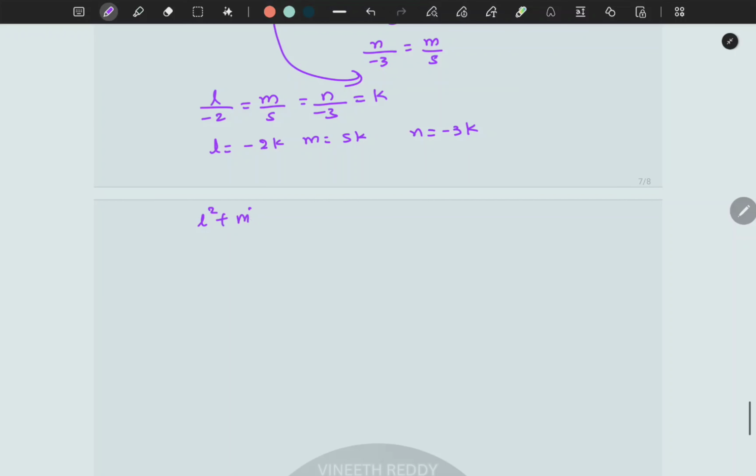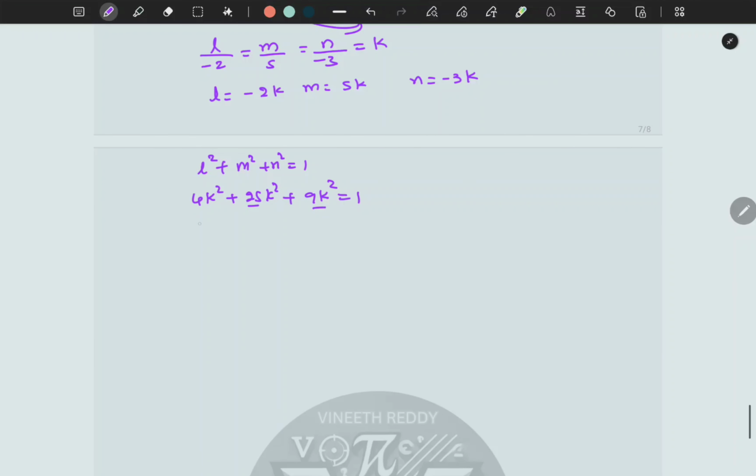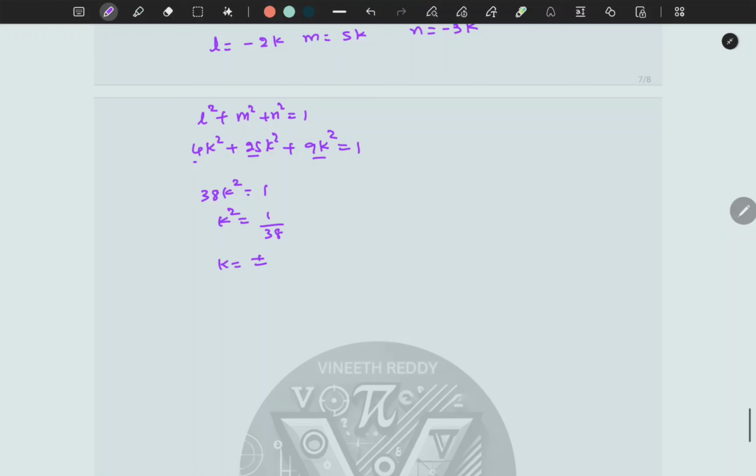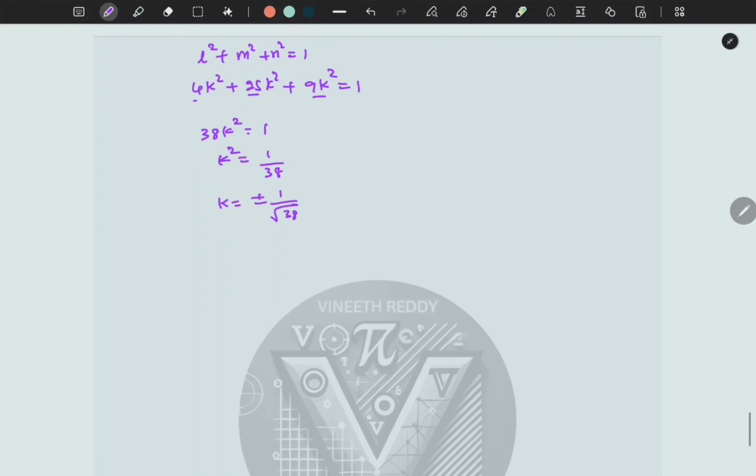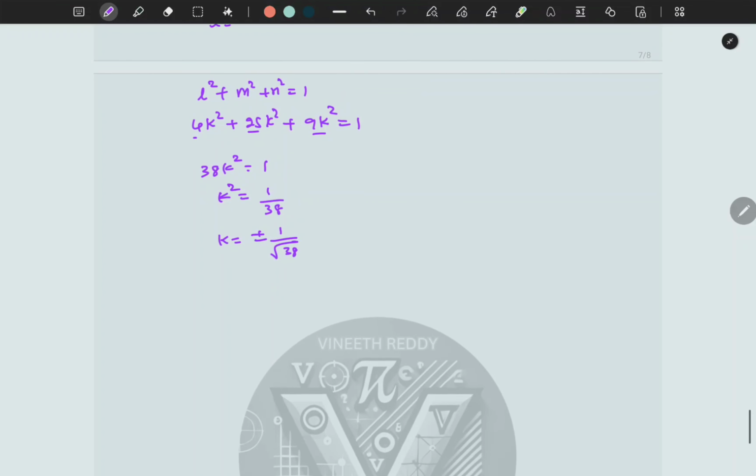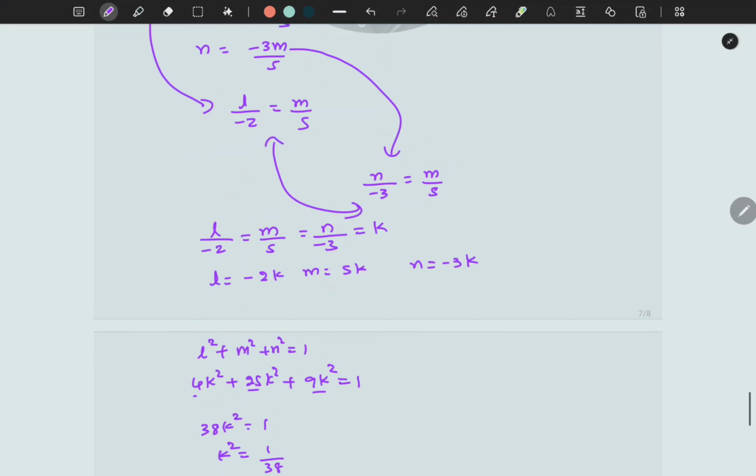So now l square plus m square plus n square is once again 1. So we get 4k square plus 25k square plus 9k square is equal to 1. So 25 plus 9 is 34, plus 4 is 38, so 38k square is equal to 1. Again we get k square as 1 by 38, and k is equal to plus or minus 1 by root 38. Now again we can choose k as plus or minus. I will be taking plus only.